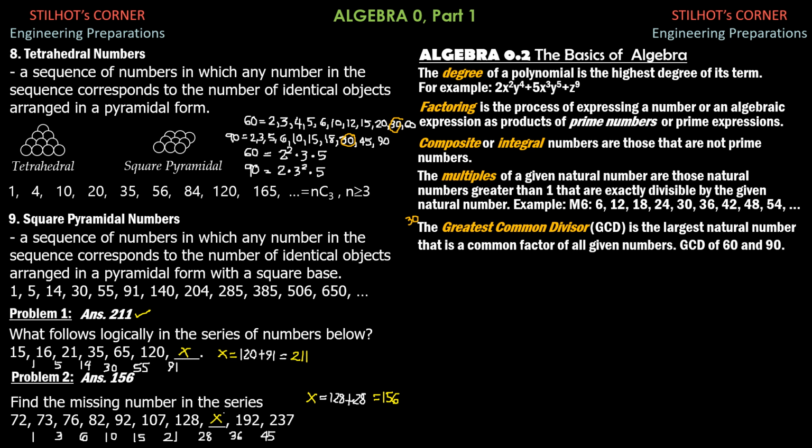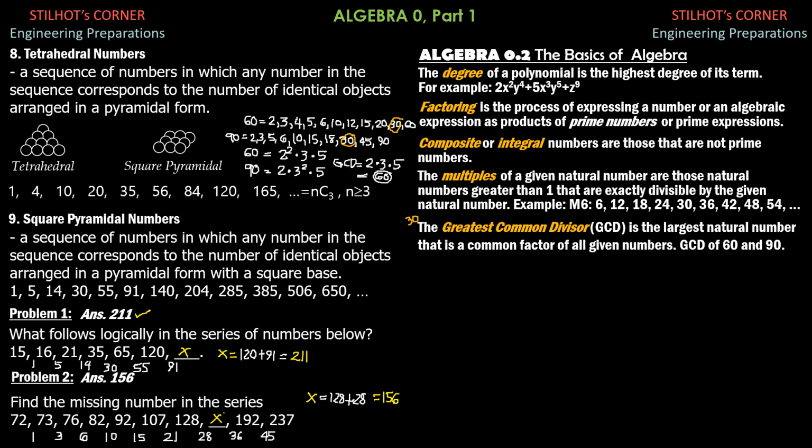Then the GCD is the product of common prime factors with the least exponent. So 2 is common and the least exponent is 1. 3 is also common and the least is 1. 5 is also common and the least is 1. That's why the GCD is 2 times 3 times 5, which is 30. So that's it.